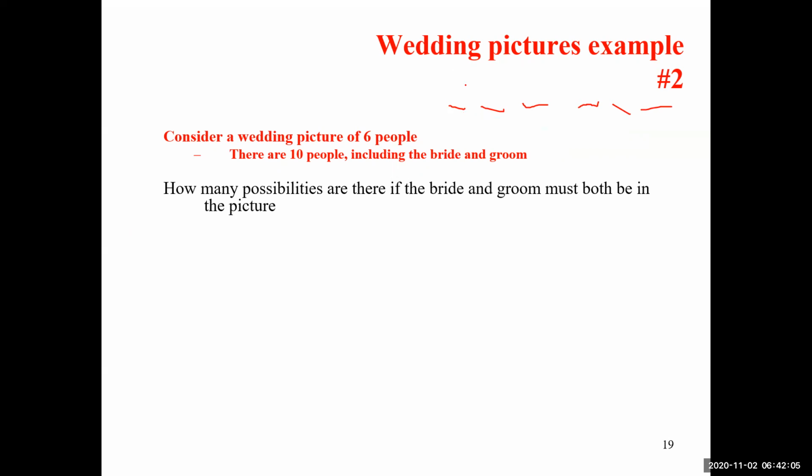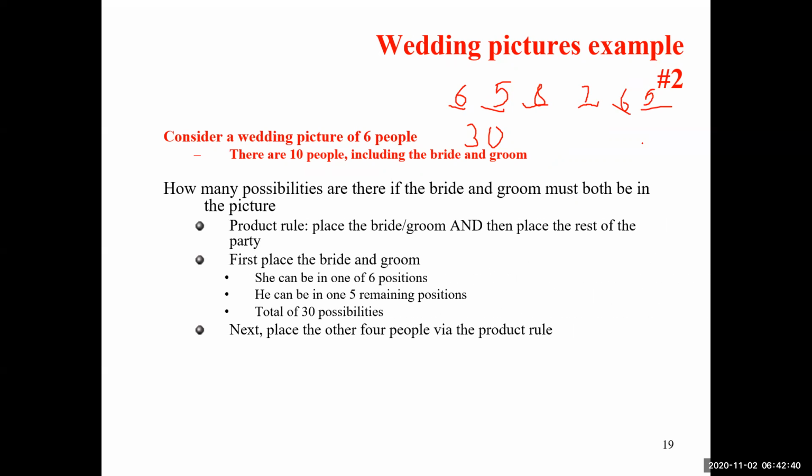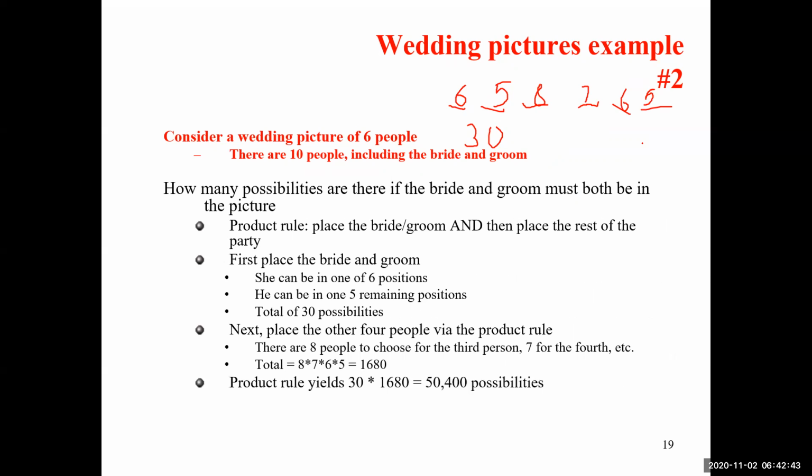So the first one will take it in 6 ways. The second one can take the positions in 5 ways. Change groom or bride, vice versa. Still the first 2 positions can be occupied in 30 ways. Now there are 8 people remaining out of 10. So this position can be occupied in 8 ways, this in 7, 6 and 5. So if we do the total multiplication, we have 50,400 possibilities.